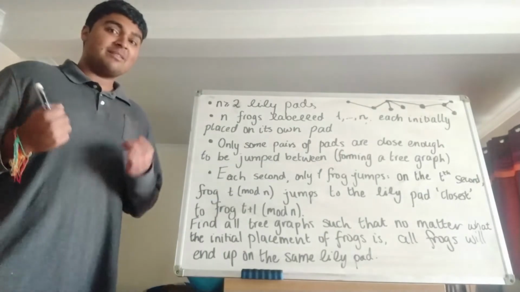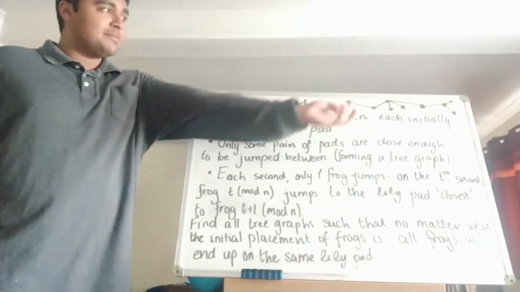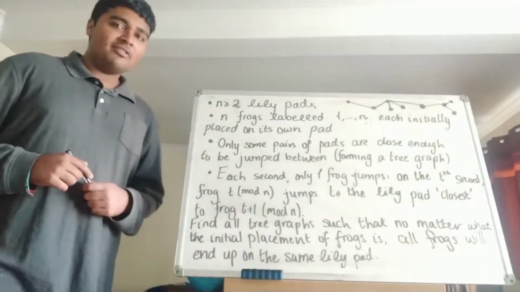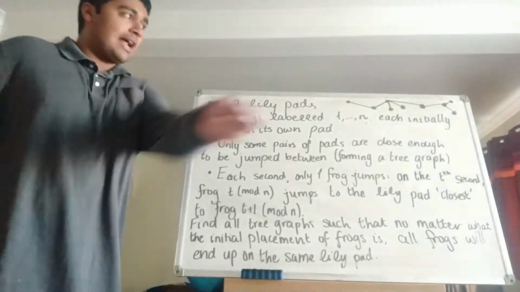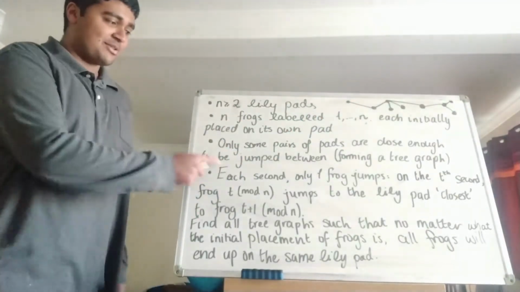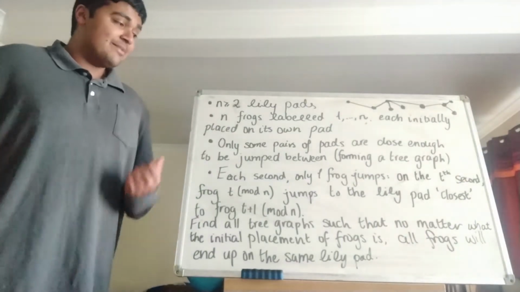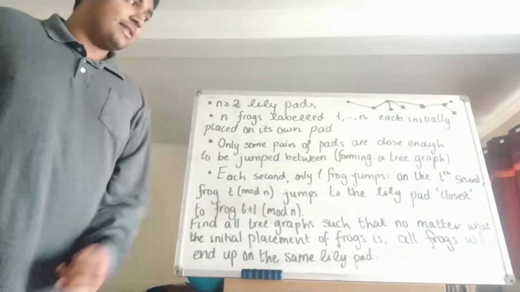So only some pairs of lily pads are close enough to be jumped between, and it forms a tree graph. A tree graph is simply a graph theory graph where it's all connected and there are no cycles, as we have here. Okay, and of course this is just a particular example to illustrate what's going on in this bullet point here. Anyway, each second only one frog jumps, governed by this rule here.